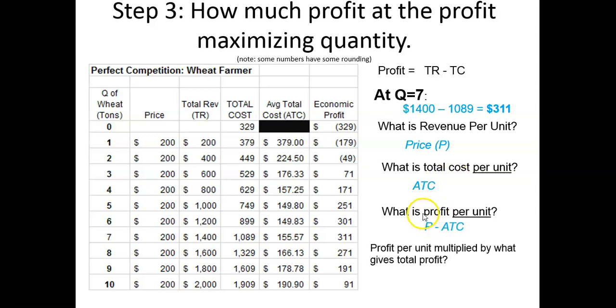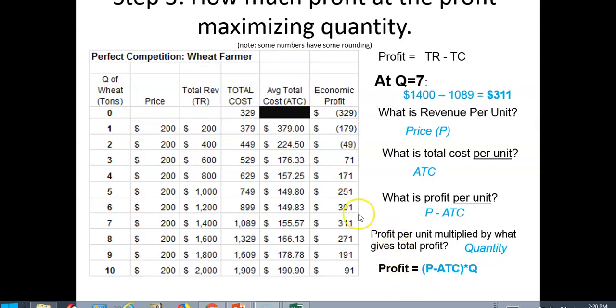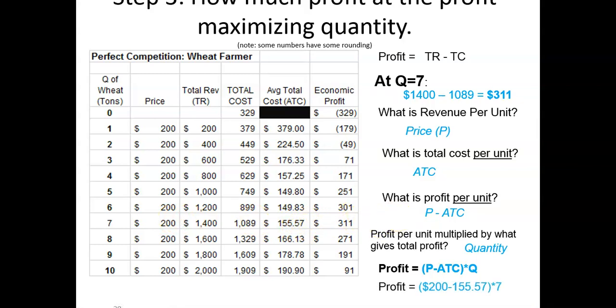So if you take that profit per unit and multiply it by the number of units, the quantity that you're producing, you get the total profit. Profit per unit, price minus average total cost, times the quantity gives the total profit. So if we put those numbers in at a quantity of 7, where the price is 200 and the average total cost is between 155 and 156, multiply that times a quantity of 7, we get the same profit of 311 as we got before.